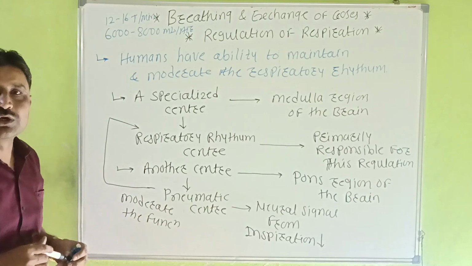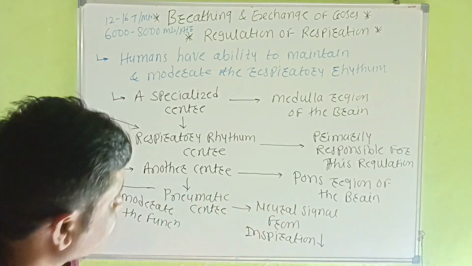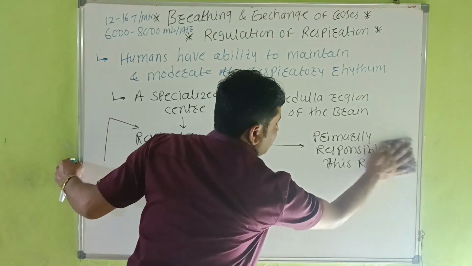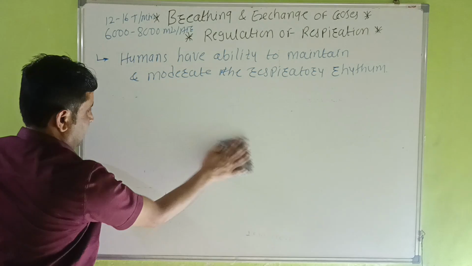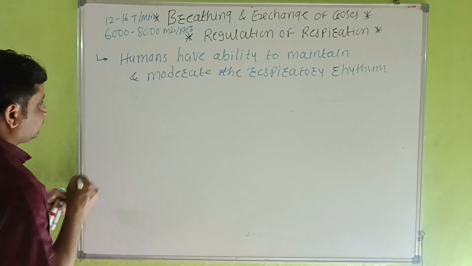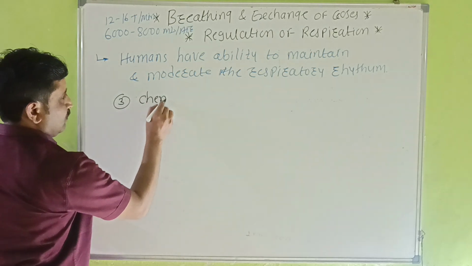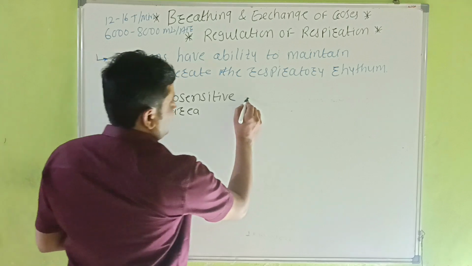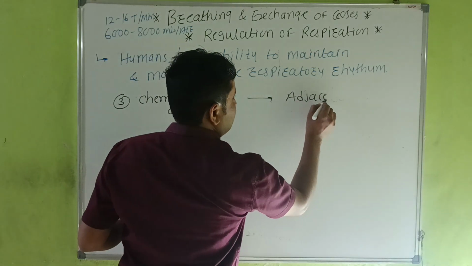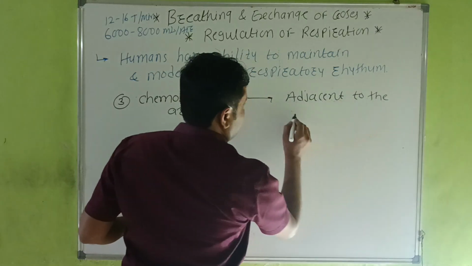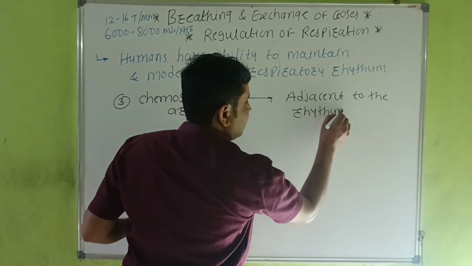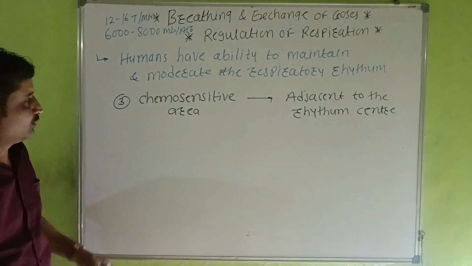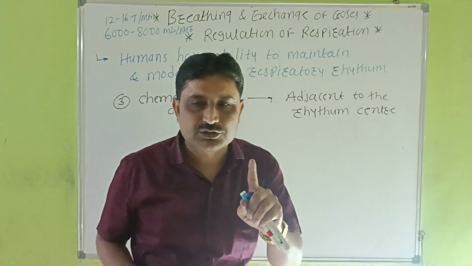Right? इन दो को छोड़ के there is another, chemosensitive area. First is specialized center, second one is pneumatic. Now there is another and that is third. और कौन सा है? There is a chemosensitive area. Third. कौन सा? Chemosensitive area. कहाँ है? It is adjacent to the rhythm center. कहाँ है? It is adjacent to the rhythm center. Rhythm center के adjacent मतलब बाजू. Right? कौन सा? Chemosensitive area. That is the third. Right?